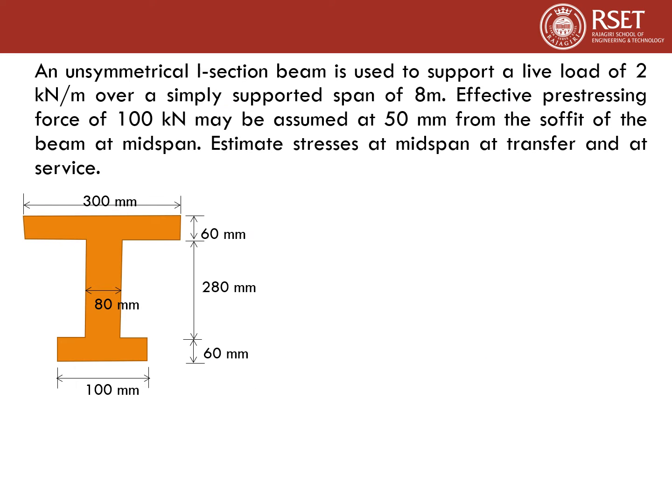Coming to the next problem. An unsymmetrical I-section beam is used to support a live load of 2 kilonewton per meter over a simply supported span of 8 meters. The effective pre-stressing force of 100 kilonewton may be assumed at 50 mm from the soffit of the beam at midspan. Estimate the stresses at the midspan, at transfer and service.